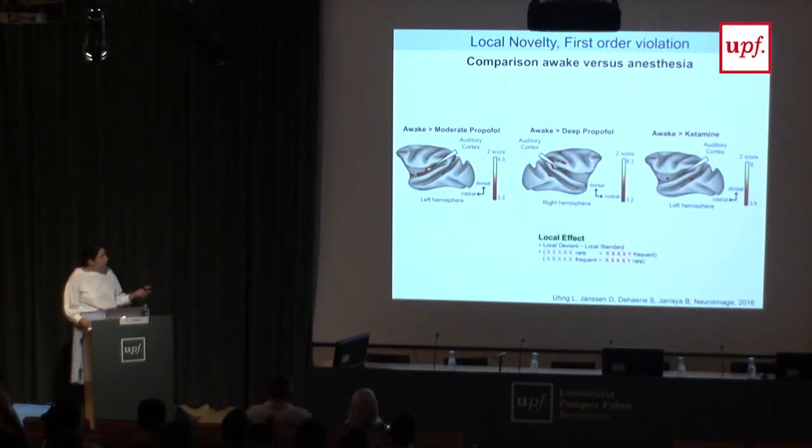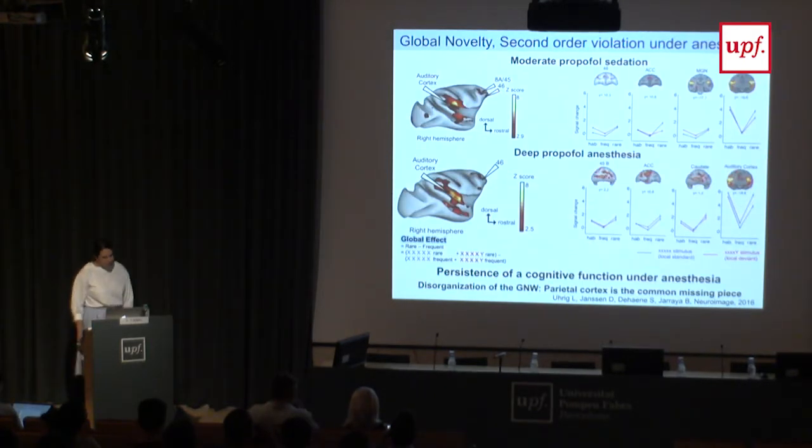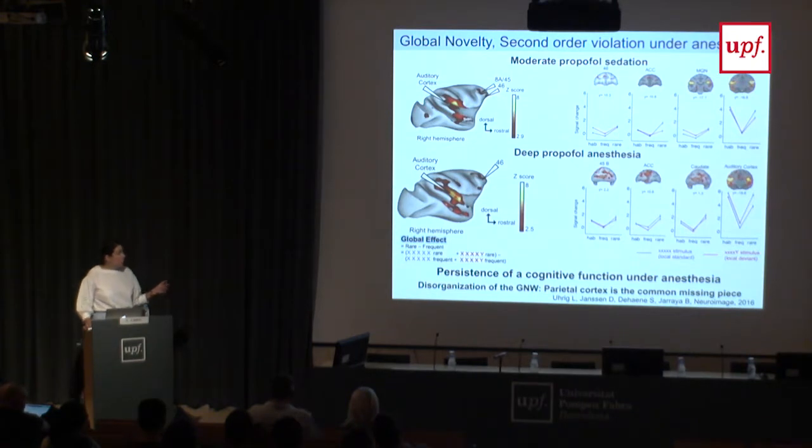And when you compare the wake state to the anesthetic states for the local deviant, so the detection of this deviant sound in the trial, it was every time a stronger detection in the auditory pathway in the wake state. But the more interesting part is probably the global effect, what happens under anesthesia. For ketamine anesthesia, there was no detection at all of this global deviant in the brain. But this was not the case for propofol anesthesia.